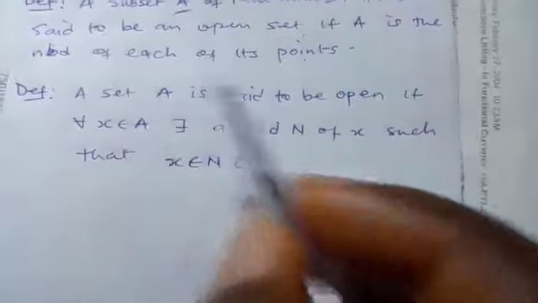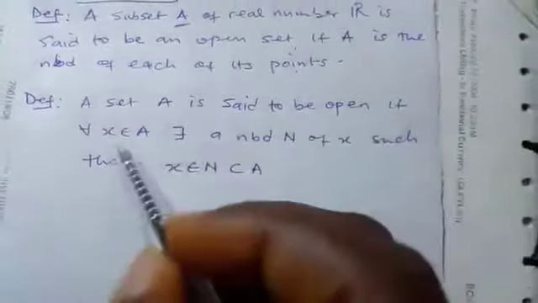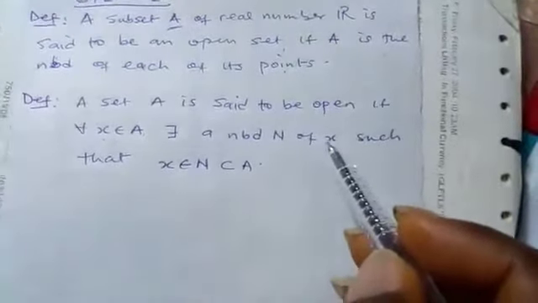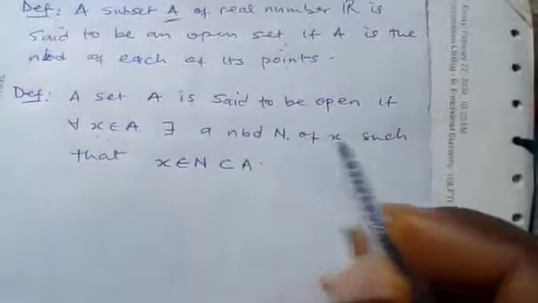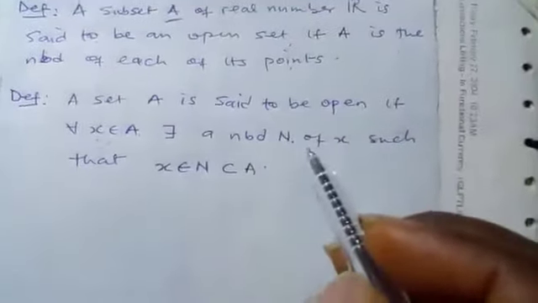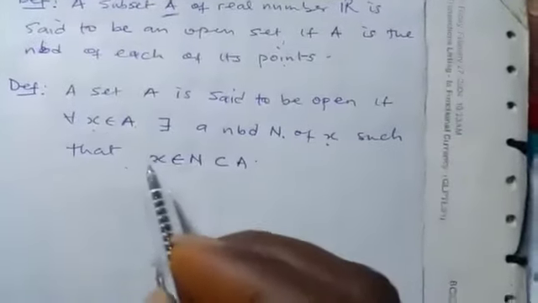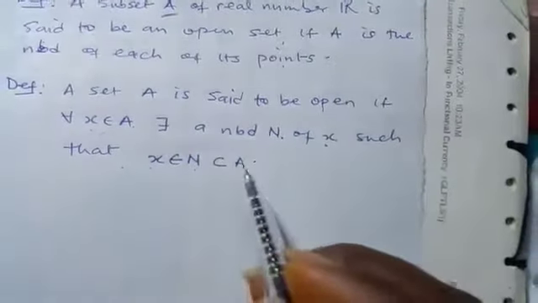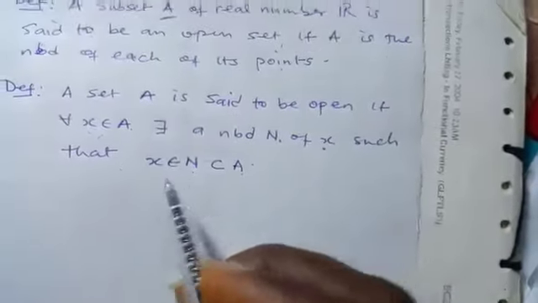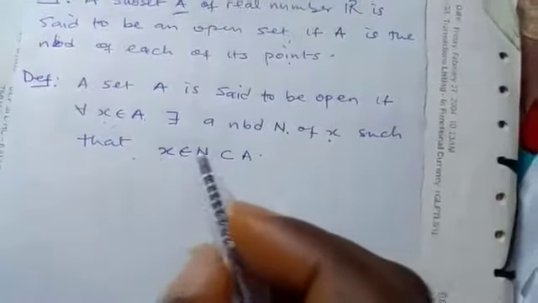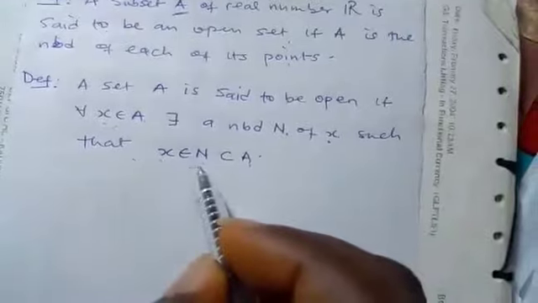We say that a set A is open if for every element x inside it there exists a neighborhood N of x, that is, an open interval containing x, such that the open interval is a subset of A. Then we say that A is an open set. So this is the definition of open set.